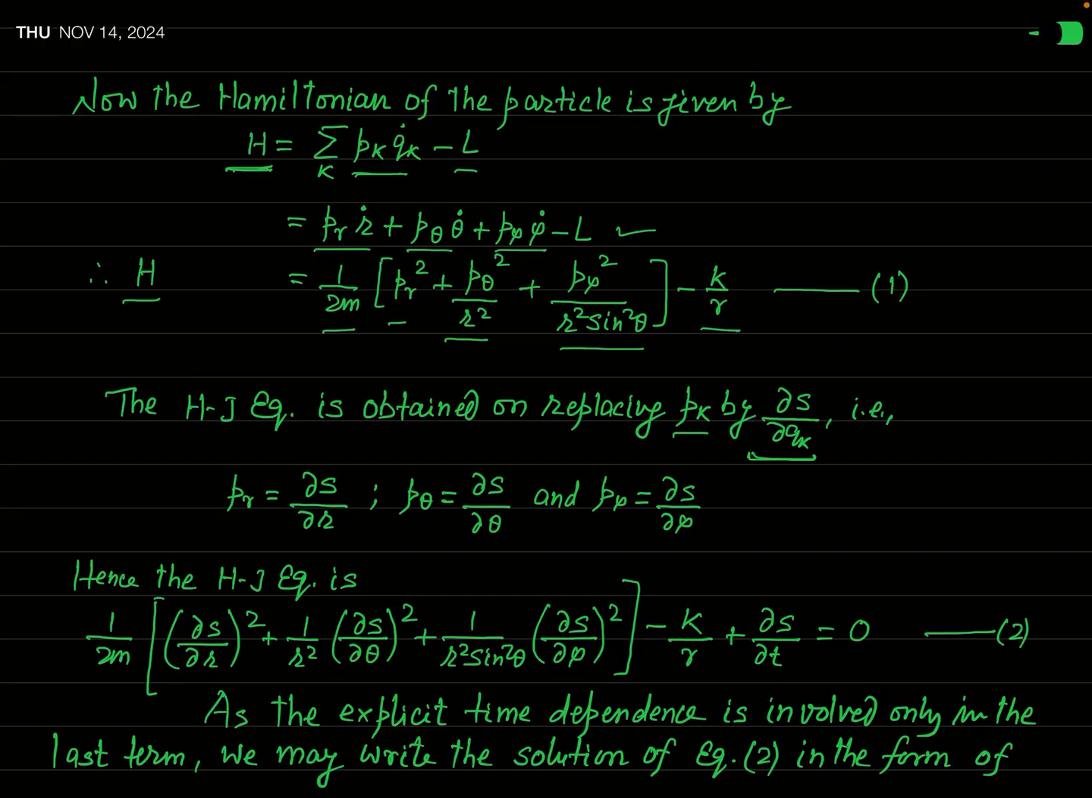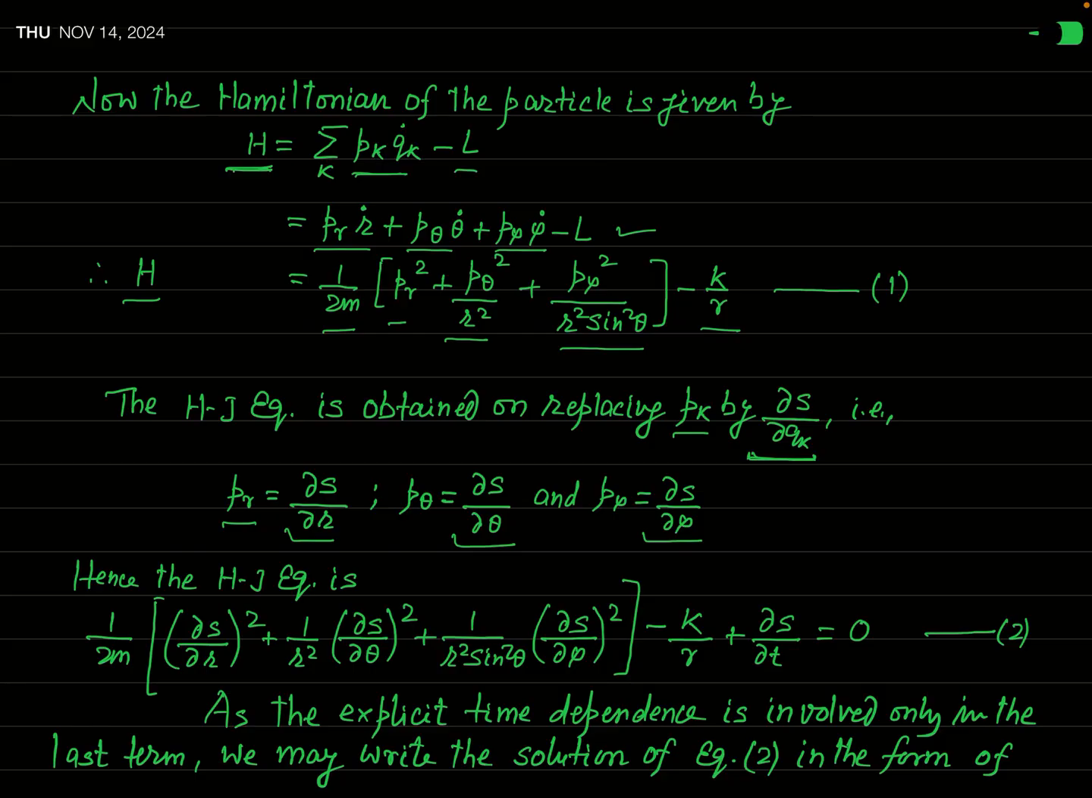So as Pk is equal to del S by del Qk, on this basis you can say that PR is equal to del S by del R, P theta is del S by del theta, and P phi is equal to del S by del phi. Where S is Hamilton's principal function.